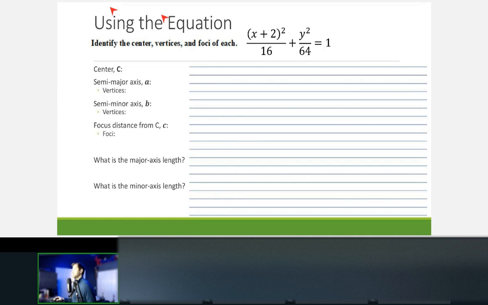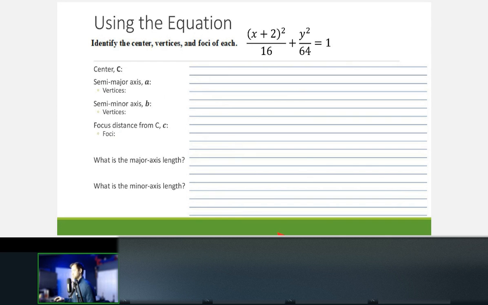All right, our first one. So I'm going to go ahead and write this one down. We're going to figure out what the center is. We're going to figure out what the A value is, what the B value is, and what the C value is. Once you know those things, we can figure out what the vertices and the focal points are going to be.